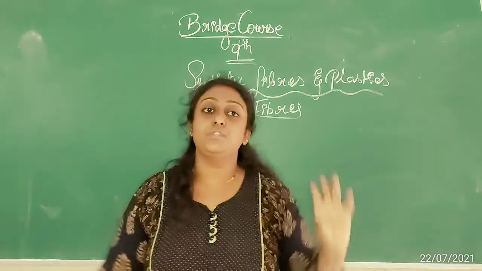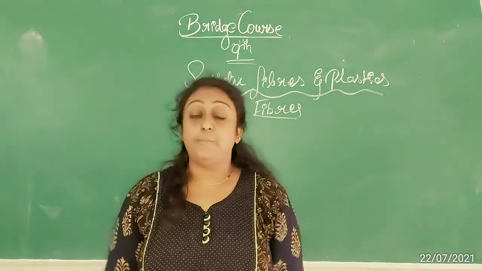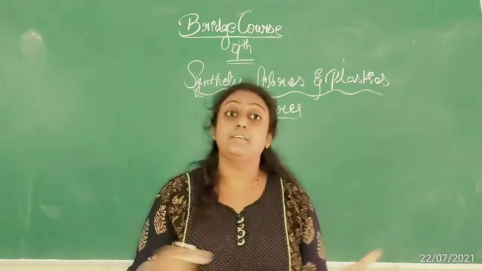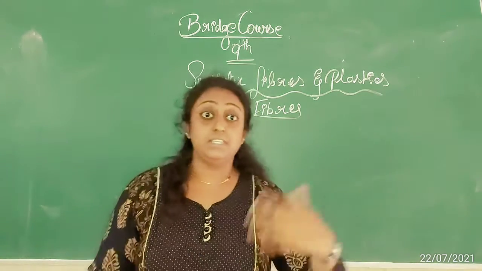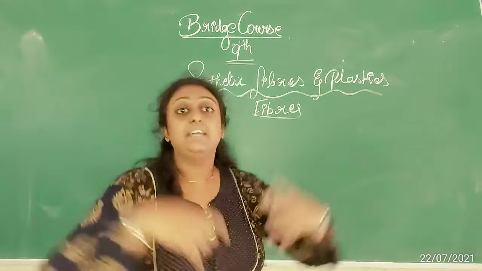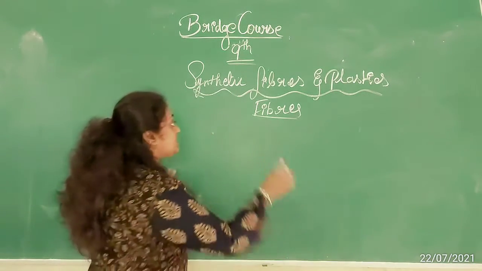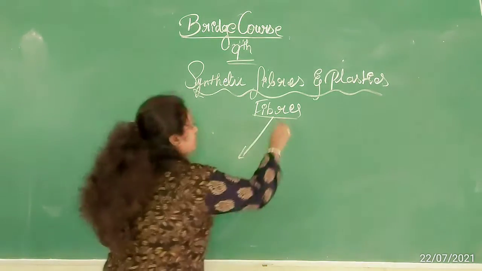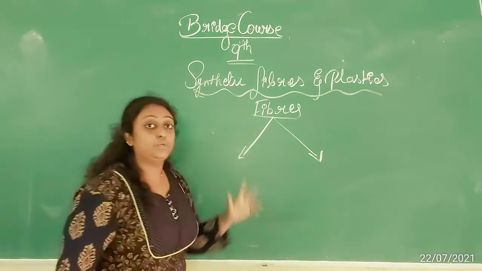I am telling not all; there are a few clothes which are made up of fibers. I am not telling everything. Silk is not a fiber at all. Silk is different, cotton is different, the fibers are different. Now fibers are divided into two types. What are the two types of fiber?